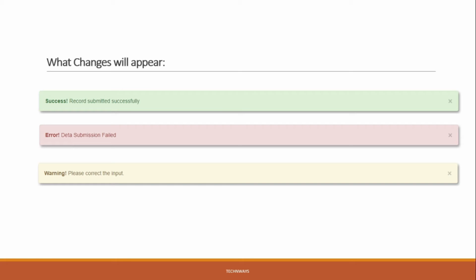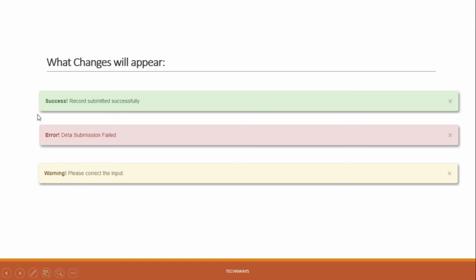One is for success, like if the data submission succeeded, we can show this notification. Error, like if any internal error occurred or any data submission failed, we can show this second type. And if we have any warning, like the user did not fill any field, we can display this type so the user can correct the inputs. All these notifications will appear, display the message to the user, and after whatever time we set, the notification will disappear.